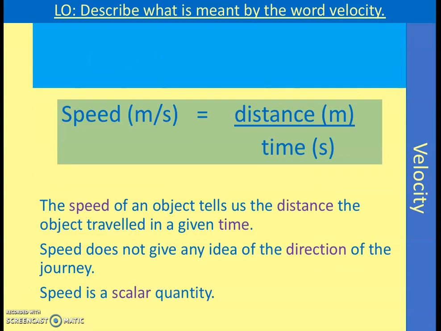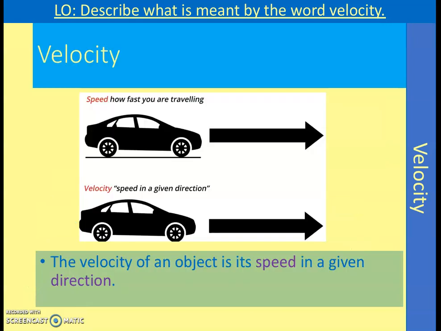So we've just looked at this equation. Speed is equal to distance divided by time. This should be in our books. It's an important equation. The speed of the object tells us the distance that the object has travelled in a given amount of time. It does not give us any idea of direction, and that is why it is a scalar quantity. So looking at this first car, our speed will tell us how fast he's actually travelling, whereas if we look at his velocity, we know what direction he's going in.